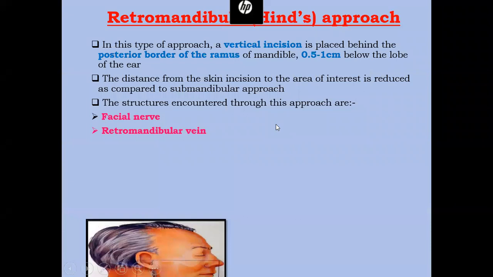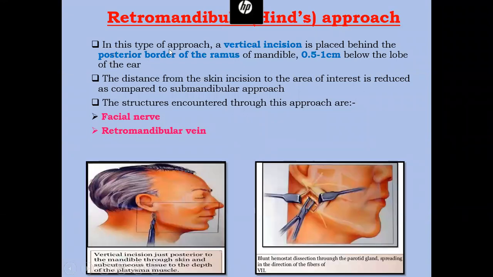Now in the retromandibular or Hinds approach, a vertical incision is placed behind the posterior border of the ramus of the mandible, 0.5 to 1 centimeter below the lobe of the ear. Here, as we can see, a vertical incision is made posterior to the ramus, and 0.5 to 1 centimeter below the earlobe. The biggest advantage of this procedure is that the distance from the skin incision to the area of interest is reduced as compared to the submandibular approach.